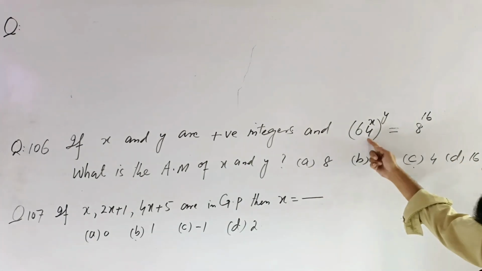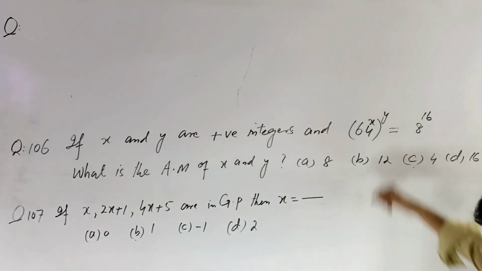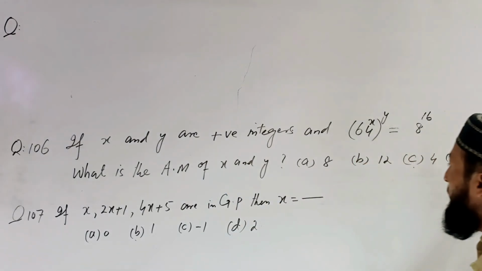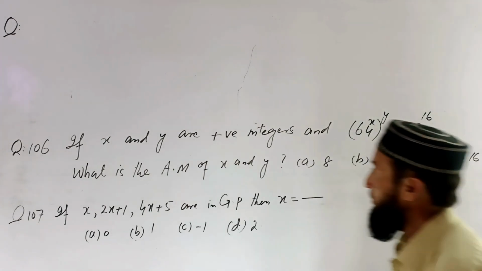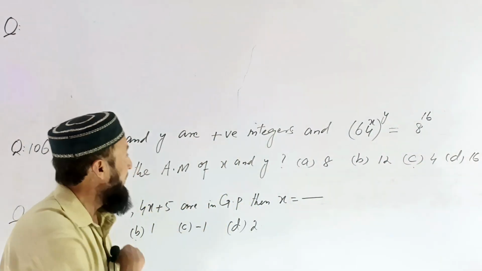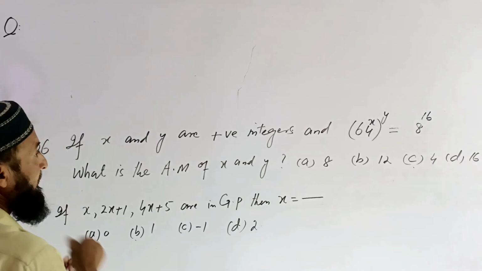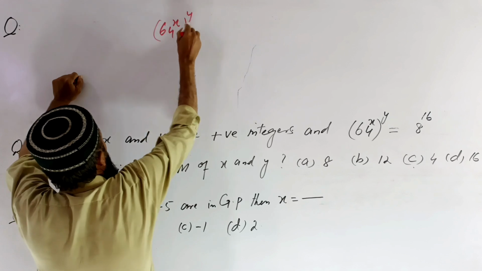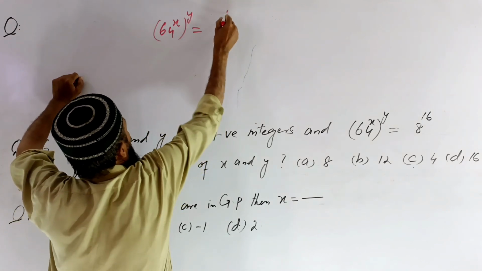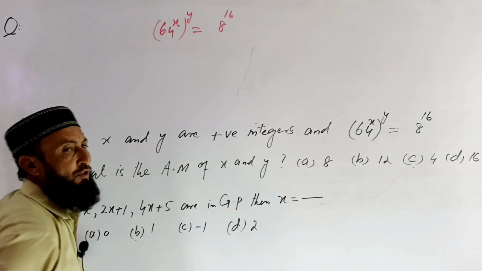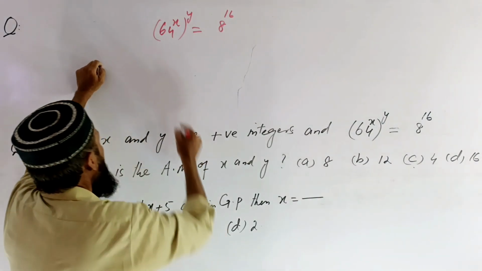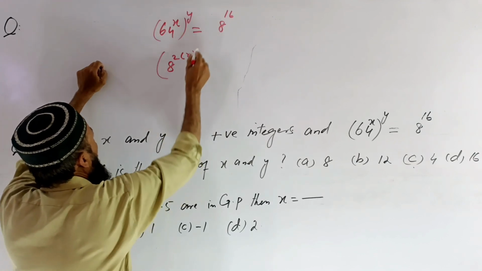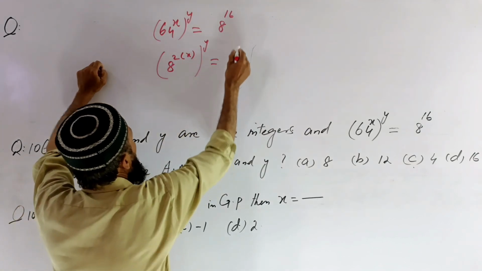And 64 power x, whole power y, is equal to 8 power 16. What is the arithmetic mean between x and y? So first of all we simplify the given expression. We can write 64 power x whole power y is equal to 8 power 16. Here we require the base 64, which we can write as 8 squared.